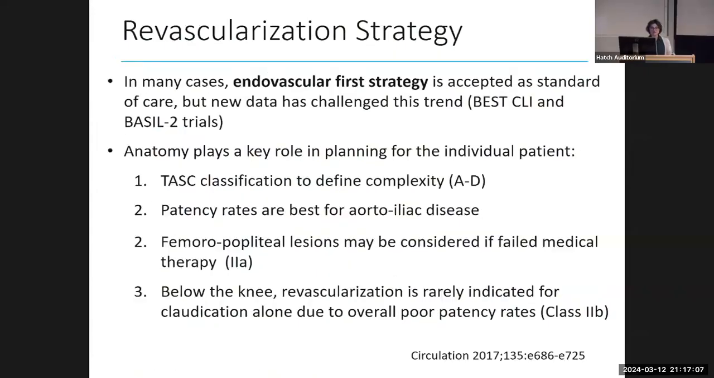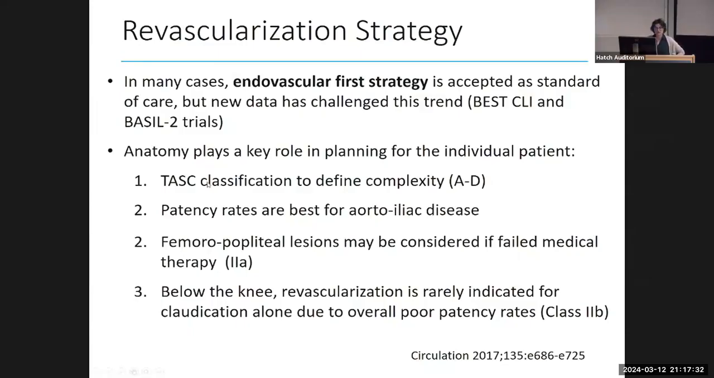So what about revascularization? When should you think about it? Well, in most cases, endovascular first is an accepted strategy, but we have some new data that that's probably not true for every patient. The things to consider include anatomy. The interventionalist will use this TASC classification. I'll show you an example of what that is. That's a way to define how complex the procedure will be.